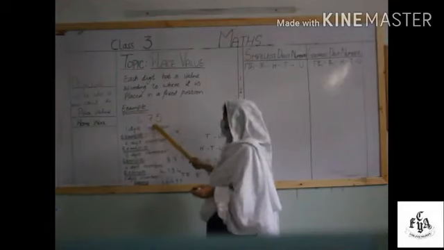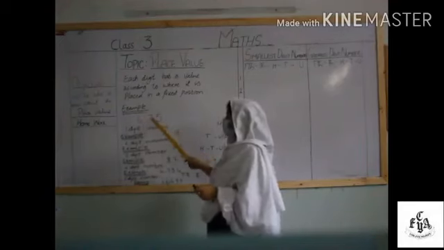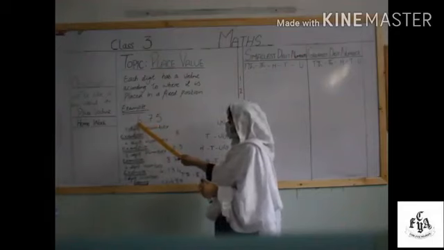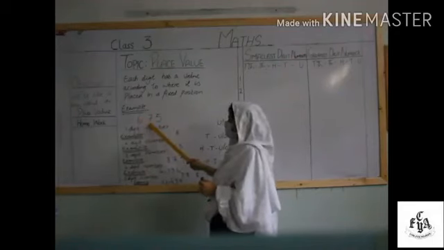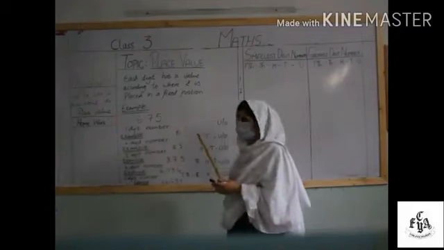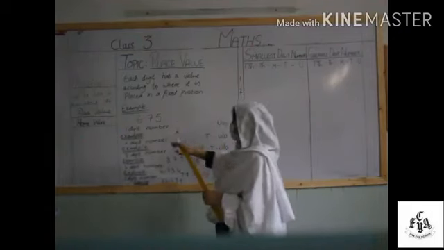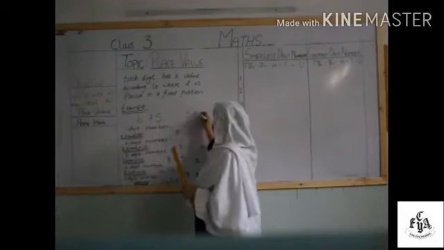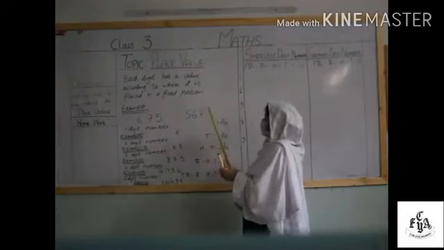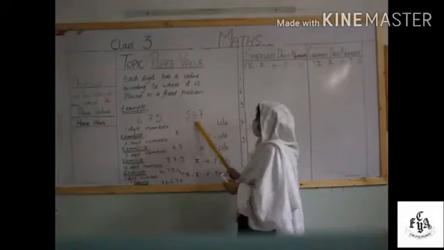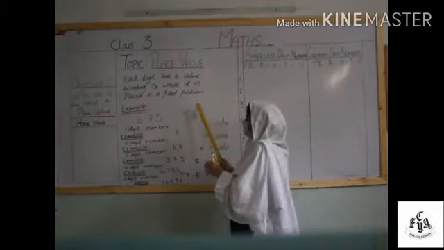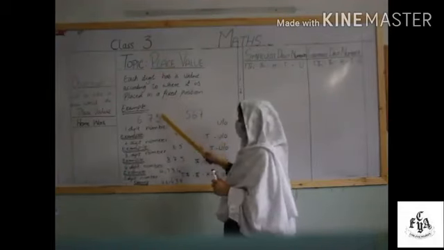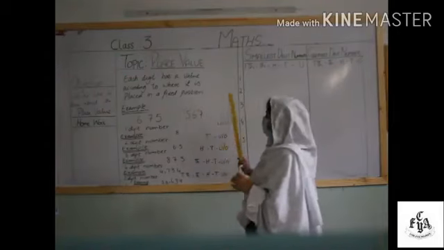For example, 675 is a number, and in this number we have how many digits? 3 digits, 1, 2 and 3. So in this number the 6 cannot change its position, the 7 cannot change its position, and the 5 cannot change its position. Suppose the 6, 7 and 5 change their position, and the number becomes 567. So there is a big difference between 675 and 567. The difference between these two numbers is very large. That's why in a number the digits cannot change their position, and their positions are fixed.